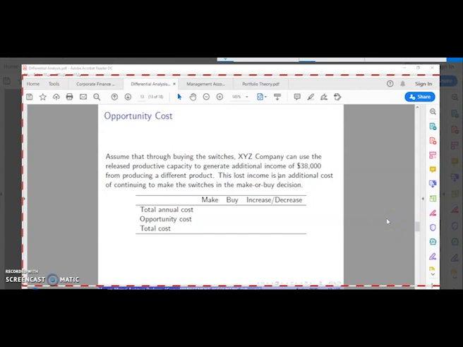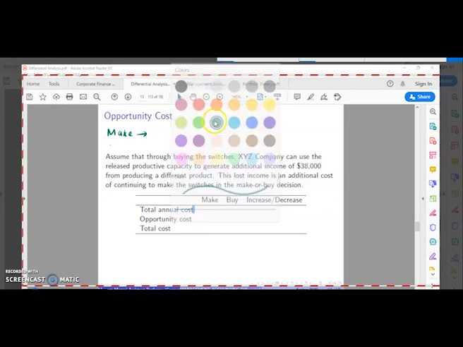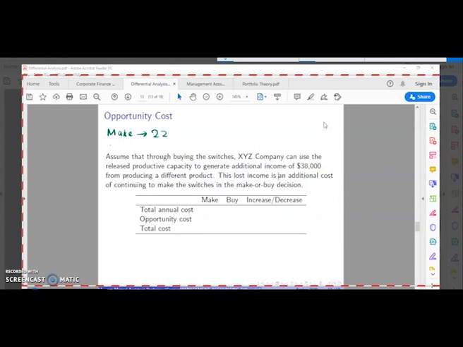So for making the product, we got a total cost of 225,000, while if I wanted to buy, it would cost me 250,000.